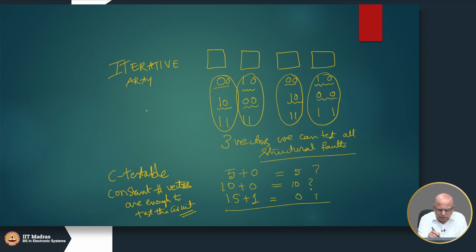We come across iterative arrays in many cases. For example, a ripple carry adder is also a sort of iterative array. We take a full adder with input carry, x0, y0, then the next full adder with x1, y1, sum 1, and so on. So, this is a very nice iterative array.